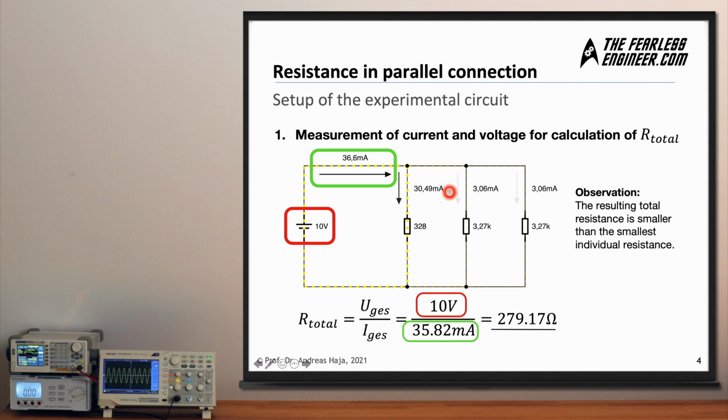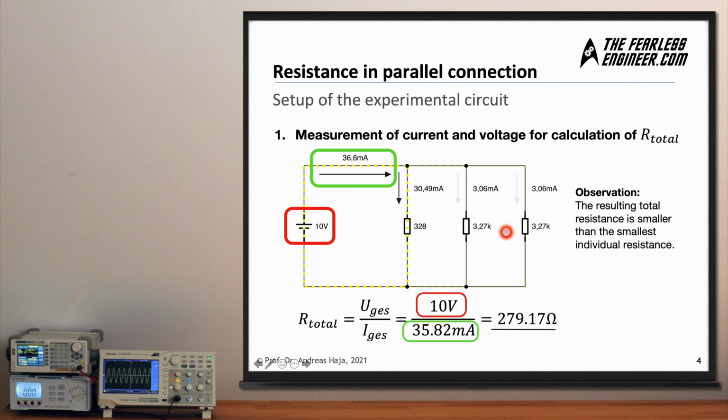As you can see, it's a factor of 10 between the currents and a factor of 10 between the resistance values here. And we are now looking at the voltage drop across these components, as well as the current flow in total, which leaves the voltage source. As you can see here, by using Ohm's law, by dividing 10 volts by 35.82 milliamps, we get a total resistance of this combined circuit of 279.17 ohms, which is smaller than the smallest individual component.